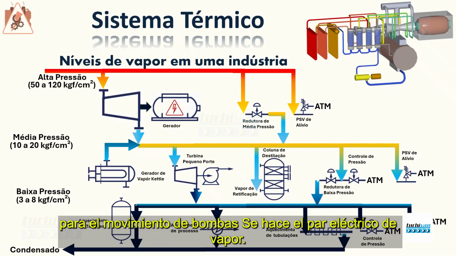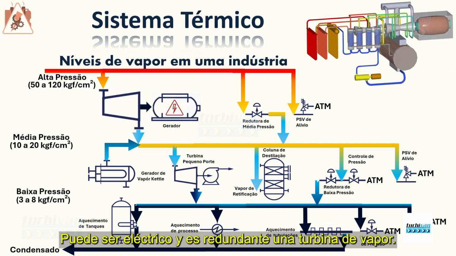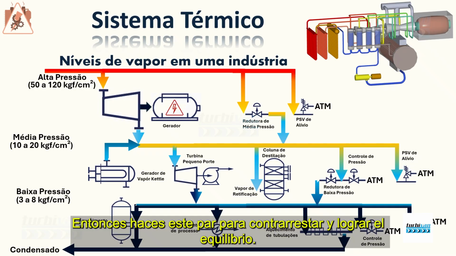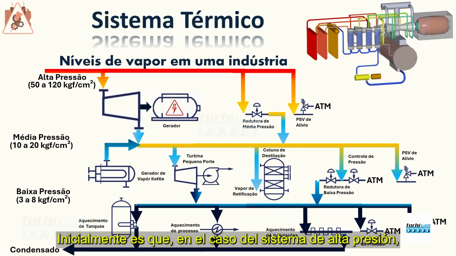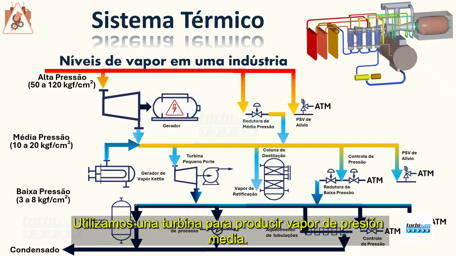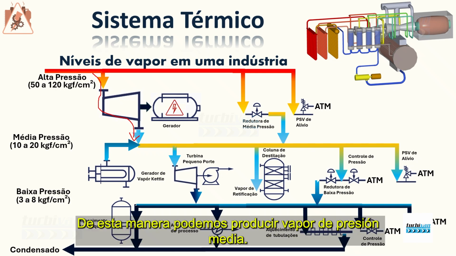You make the electric and steam pair. If you have a thermoelectric balance in your plant, a motor can be electric and redundant with a steam turbine. So you make this pair to counterbalance and keep the electric and thermal balance, okay? So what can we see initially? In the case of the high pressure system, we use a turbine to produce medium pressure steam. So we use a back pressure turbine, or a total extraction turbine. So we can produce medium pressure steam.